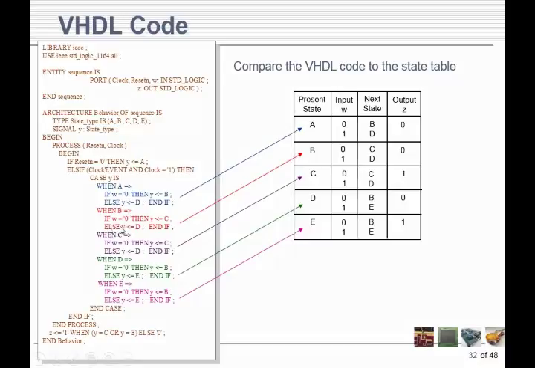Then this section is for state B. When we're in B, if W is 0, we go to C, else we go to D. So that's what we got here. If W is 0, go to C, or Y is assigned state C. Otherwise, Y is defined or assigned state D. When we're in C, if W is a 0, then we go and stay in C.